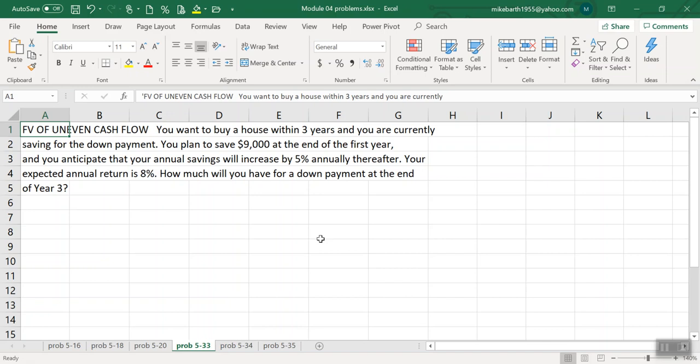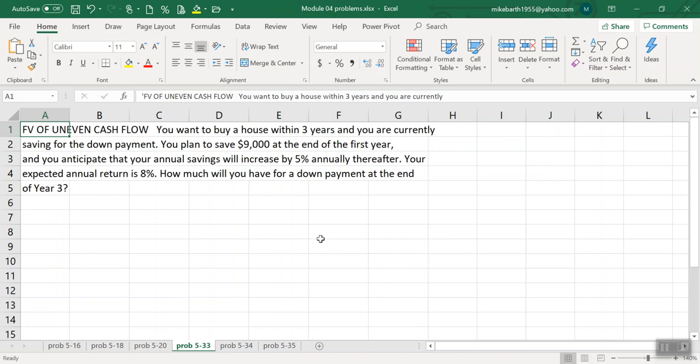You want to buy a house 3 years from now and you're saving for a down payment. You plan to save $9,000 at the end of the first year, and your annual savings would increase 5%, so it'd be 105% of $9,000 at the end of year 2, and 105% of 105% of $9,000 at the end of year 3. And you're going to be earning some interest over this period. How much are you going to have at the end of year 3?